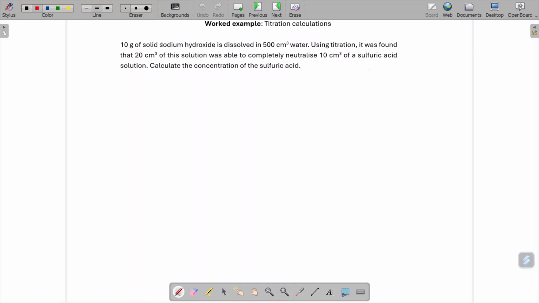Let's do a worked example of a titration calculation. So if we look here, we see that 10 grams of solid sodium hydroxide is dissolved in 500 cubic centimeters of water. Using titration, it was found that 20 cubic centimeters of this solution was able to completely neutralize 10 cubic centimeters of a sulfuric acid solution. And our final answer is calculate the concentration of the sulfuric acid.